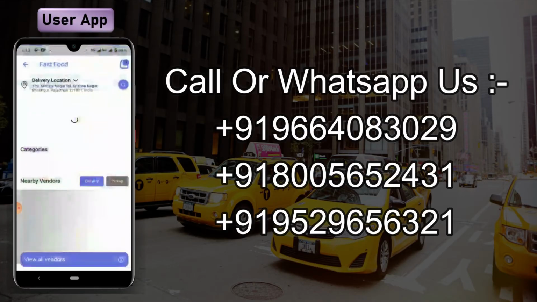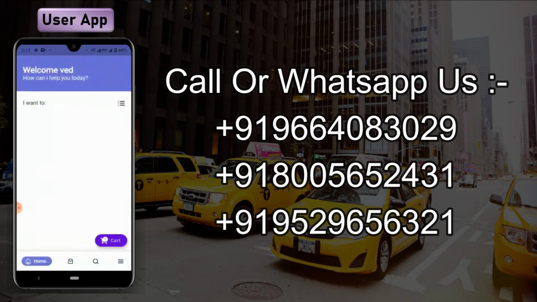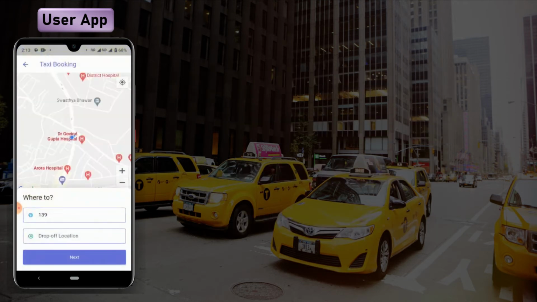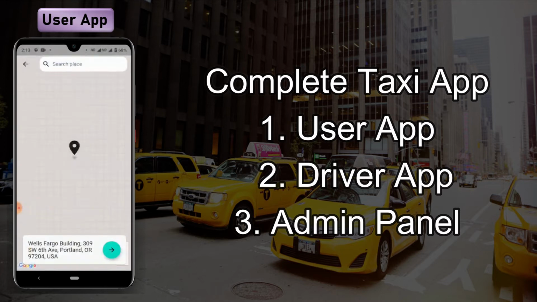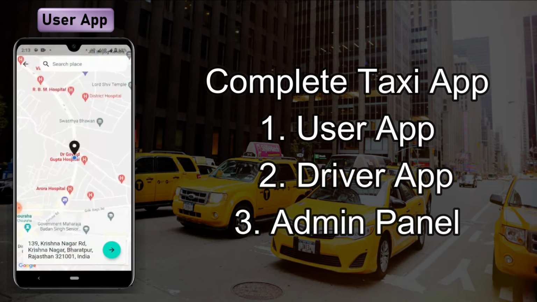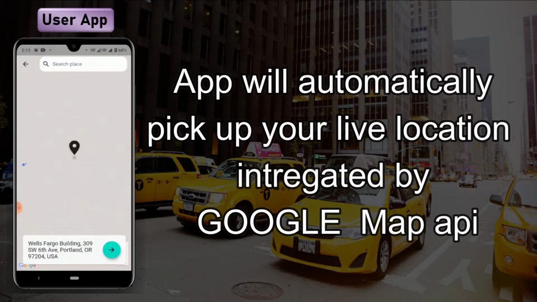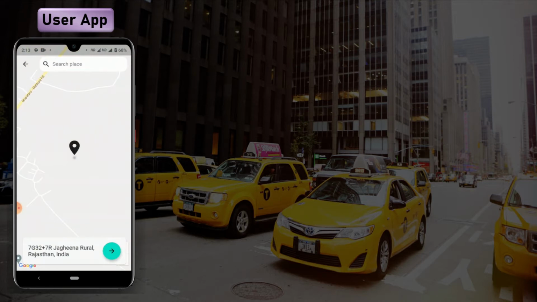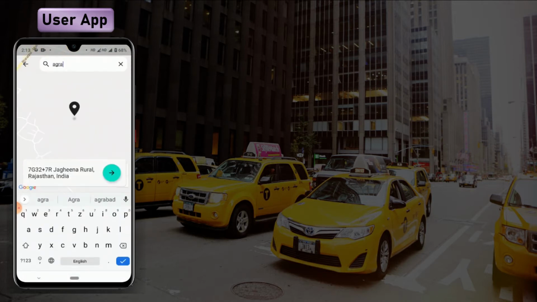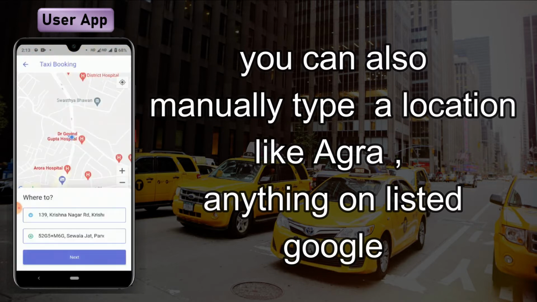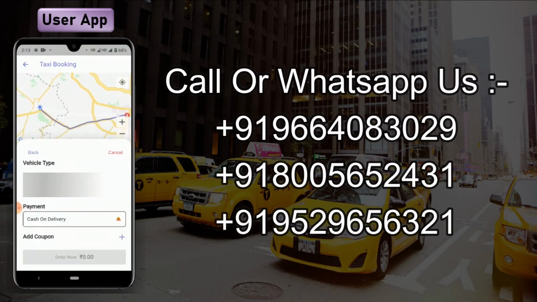So this is the GoPack app. Now click on taxi booking. Now you need to choose your pickup and your drop address. So now click on pick on map, and now it will automatically take your live location. You can also type a particular location like this. Right now we are entering Agra as the address, and yeah, that's how it will take the automatic location. So that's how the location taking is working in the GoPack application.